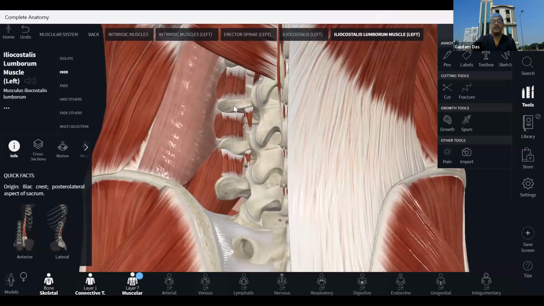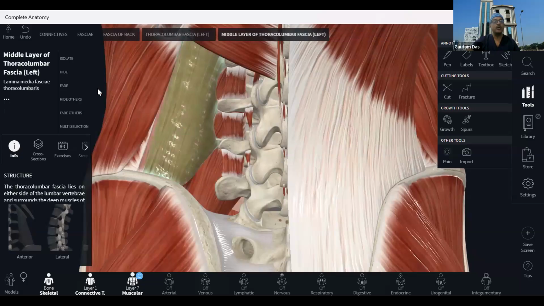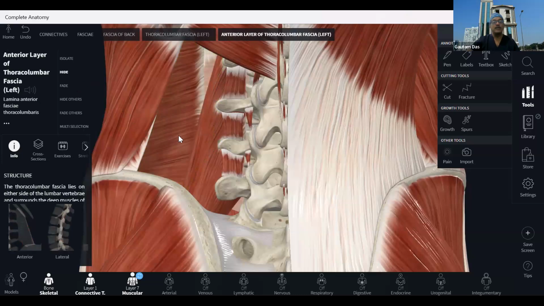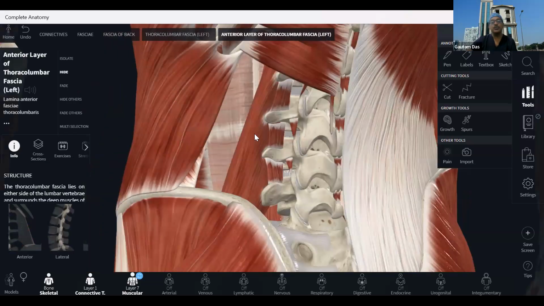Remember it. Now, lateral to the transverse process, what muscle is this? This muscle is your erector spinae muscles. And this glistening structure is your middle layer of the thoracolumbar fascia. If I'm removing that, then this muscle is your quadratus, and if you are removing quadratus, this is the anterior layer of the thoracolumbar fascia. What muscle is this? Anterior to this, this is a psoas.